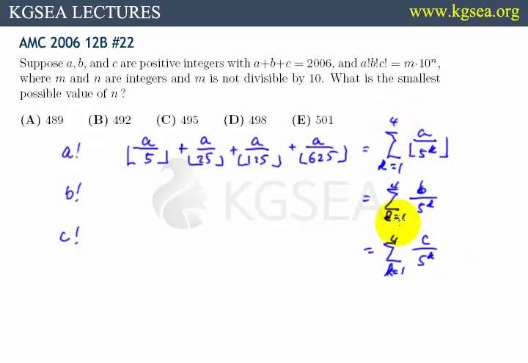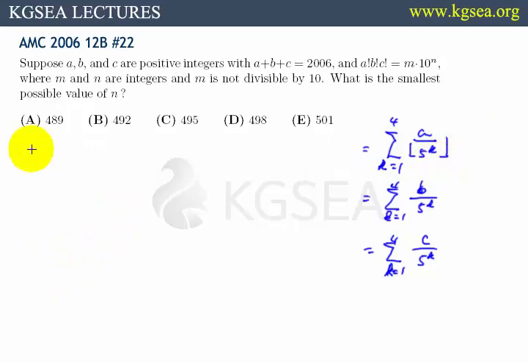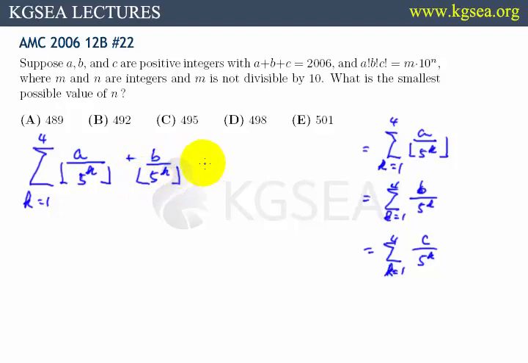Now, the thing is, they have the same summation and same base and all. So why don't I add them? So what do they become? I will put the same summation sign here. I will have the summation of k going from 1 to 4 of A over 5 to the k, and we are taking the greatest integer. And B over 5 to the k, and we're taking the greatest integer. And C over 5 to the k with the greatest integer.